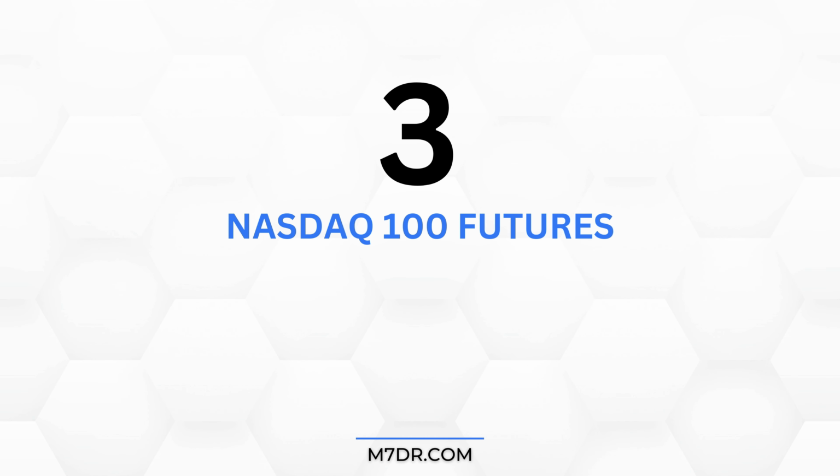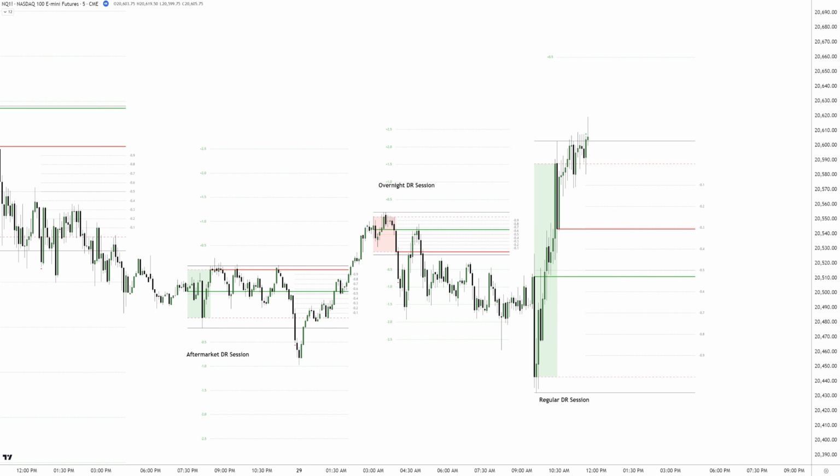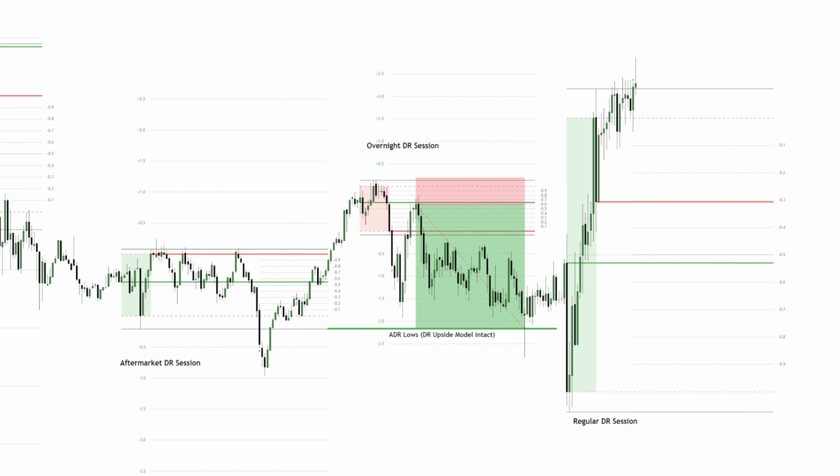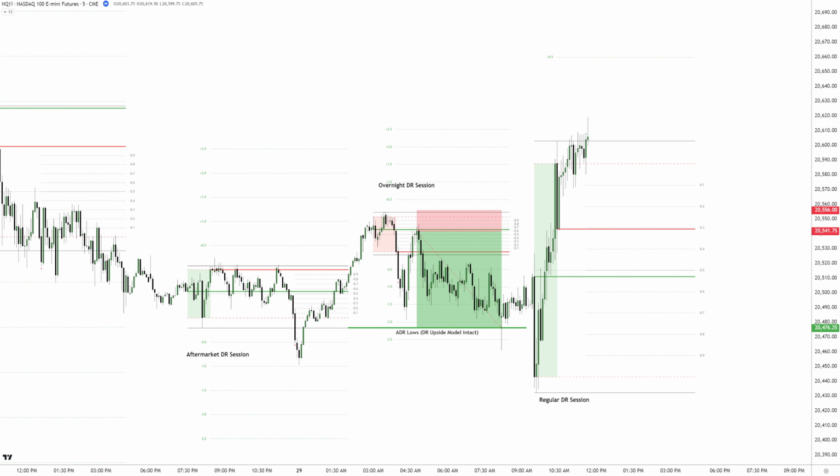Number 3, Nasdaq 100 Futures, Tuesday's regular DR session trade. Nasdaq kicked off with a familiar setup, starting the DR intraday cycle with the ADR and ODR relationship I've covered in previous videos, this time setting up a nice retracement trade in the short direction, targeting the aftermarket DR session lows. If you're not familiar with this trading pattern, make sure to check out the earlier top 7 videos. You won't want to miss it.